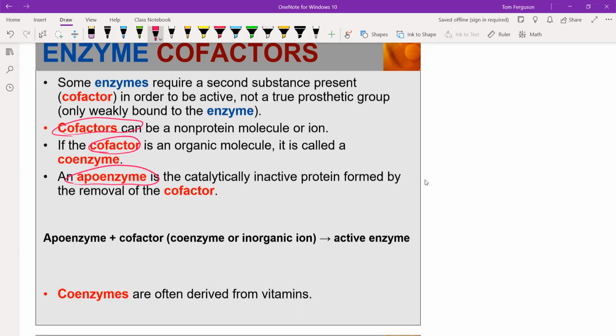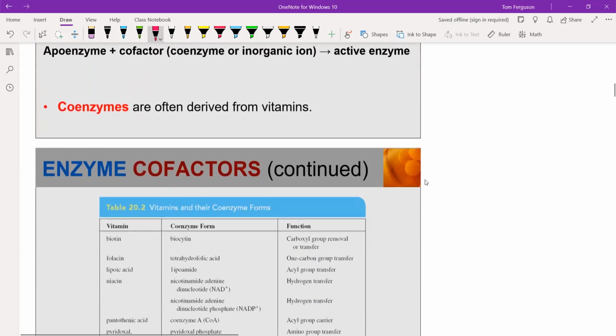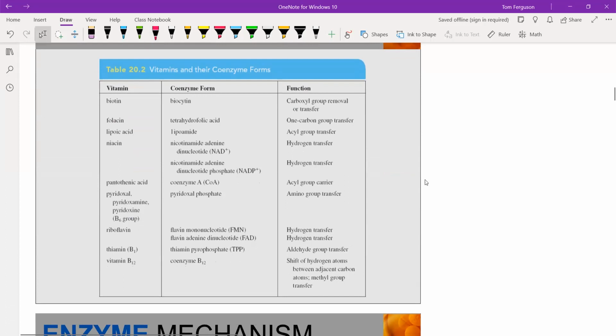Okay. And of course, the coenzymes can be all kinds of stuff, vitamins, another protein, a polypeptide, all kinds of stuff. And you can see the variety here. Just all kinds of anything you can think of could be a coenzyme.